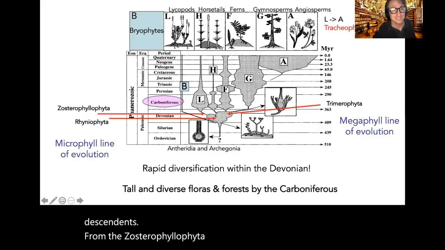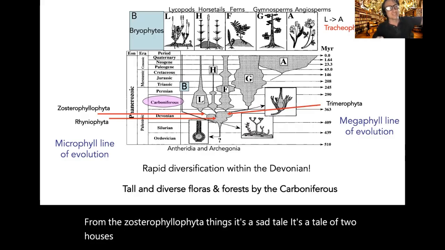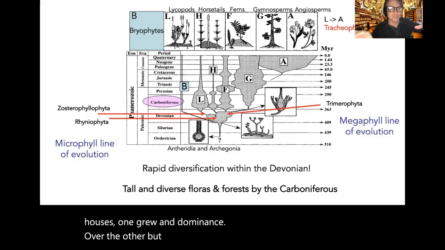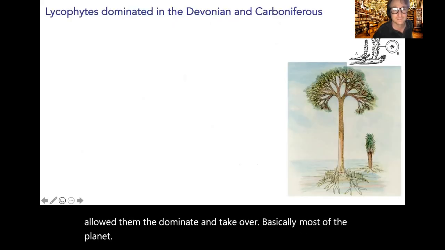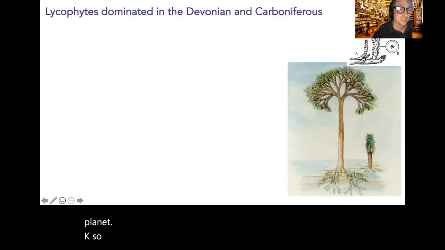It's a sad tale. It's a tale of two houses. One grew in dominance over the other, but then the others acquired certain traits that allowed them to dominate and take over basically most of the planet. Okay, so this is the sad tale of the Zosterophyllophytes and the lycophytes.